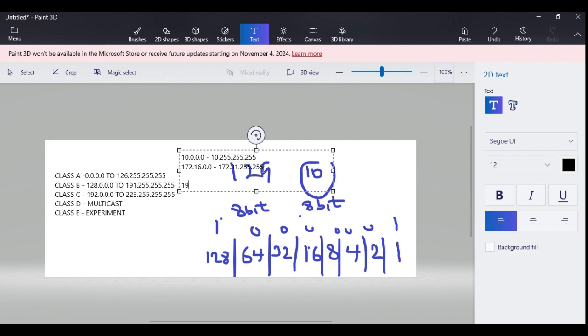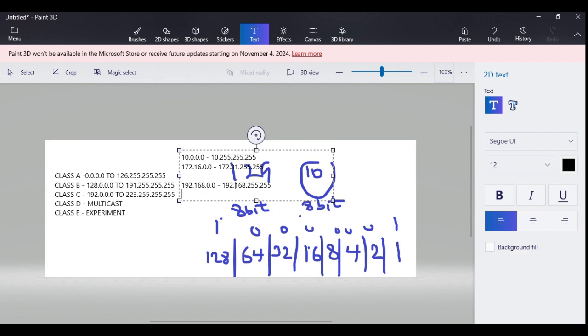In class C, we have 192.168.0.0 to 192.168.255.255 as the private range. Any other IP in the class C range up to 223.255.255 is known as a public IP address. This is just the range we have for these private IP addresses.